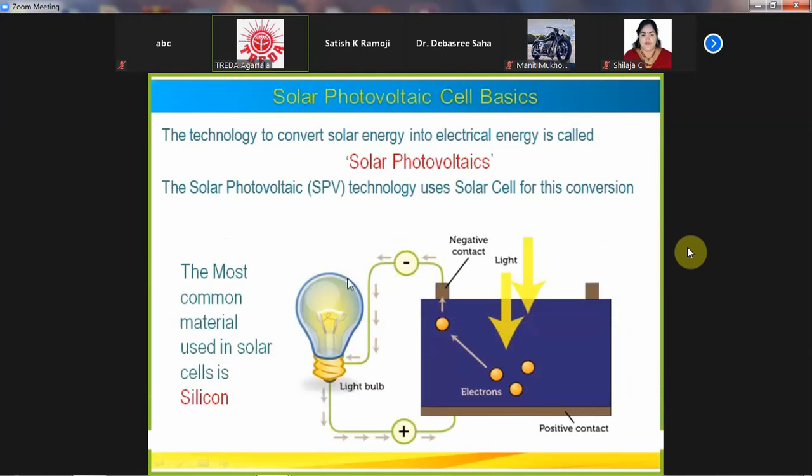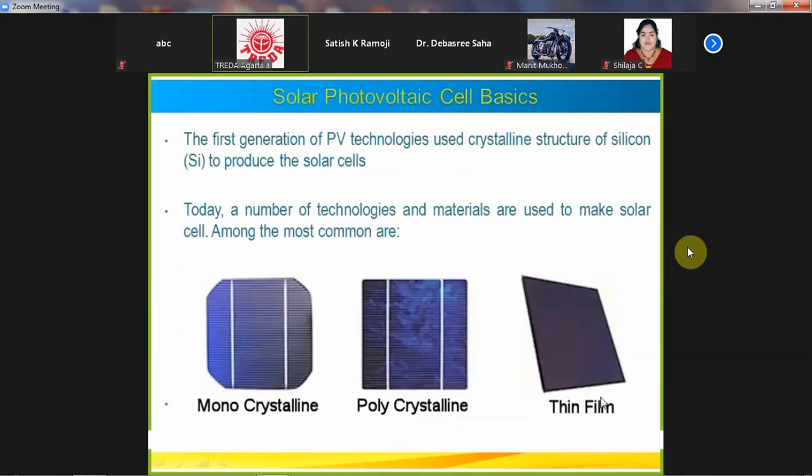Now everybody should know how the solar system functions. Photovoltaics mainly use silicon material for production. When sunlight falls on the semiconductor, silicon being a semiconductor, electrons flow. Electron flow is the electricity. Then with negative and positive connections we can use it. So this is the basic generation.